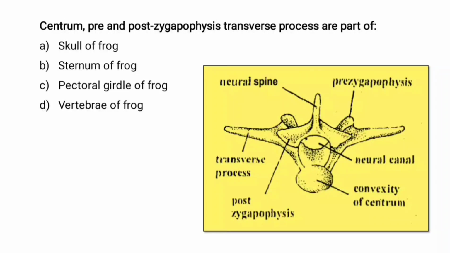Anteriorly, at the base of the neural spine, on either side, the neural arch bears upwardly and inwardly directed articular surfaces called pre-zygapophyses. Post-zygapophyses present at the posterior margin of the neural arch are directed downward and outward to fit into the pre-zygapophyses of the next vertebra. Side prominent tapering processes directed outward arise from the neural arch and are called transverse processes. So the centrum, pre- and post-zygapophyses, and transverse processes are parts of the vertebrae of the frog.